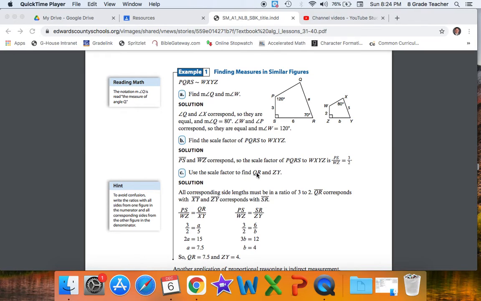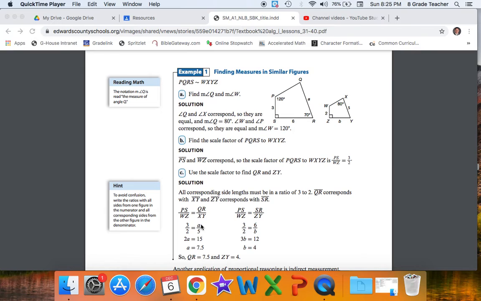Use the scale factor to find QR and ZY. Here's where we're going to put into practice something that we've learned previously that is going to come back and be really useful for us. That's if something's missing in a proportion, you're going to solve by cross-multiplying and dividing. Here, when you're finding QR, which is a missing value A, and comparing it to XY, you know that XY is 5.